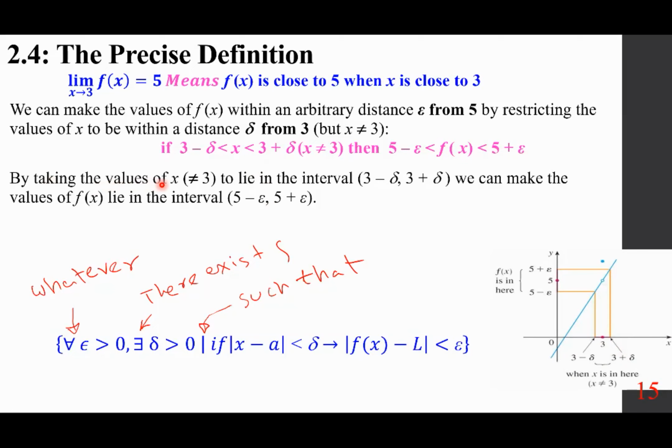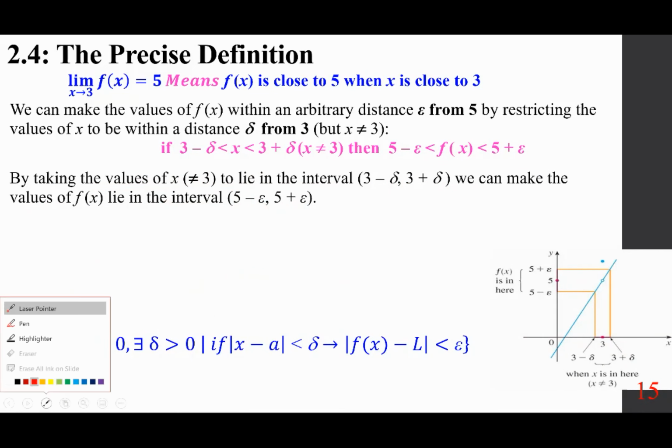By taking the values of x not equal to 3 to lie in the interval of 3 minus delta and 3 plus delta, we can make the values of f of x lie in the interval of 5 minus epsilon, 5 plus epsilon.